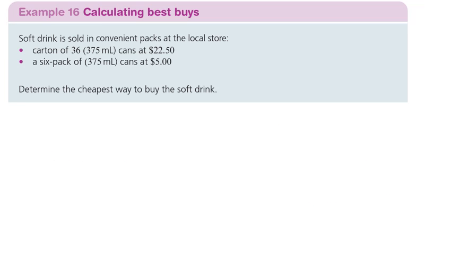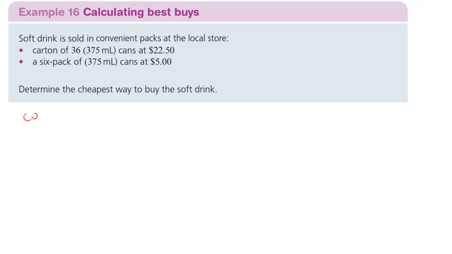Last example from the textbook. Soft drink is sold in convenient packs at the local store. Carton of 36 cans at $22.50 and a 6-pack of cans for $5. Which is the cheapest way? Do you guys reckon you know before we work it out? Usually if you buy in bulk, the bigger amount is often cheaper. We'll see if that is true.